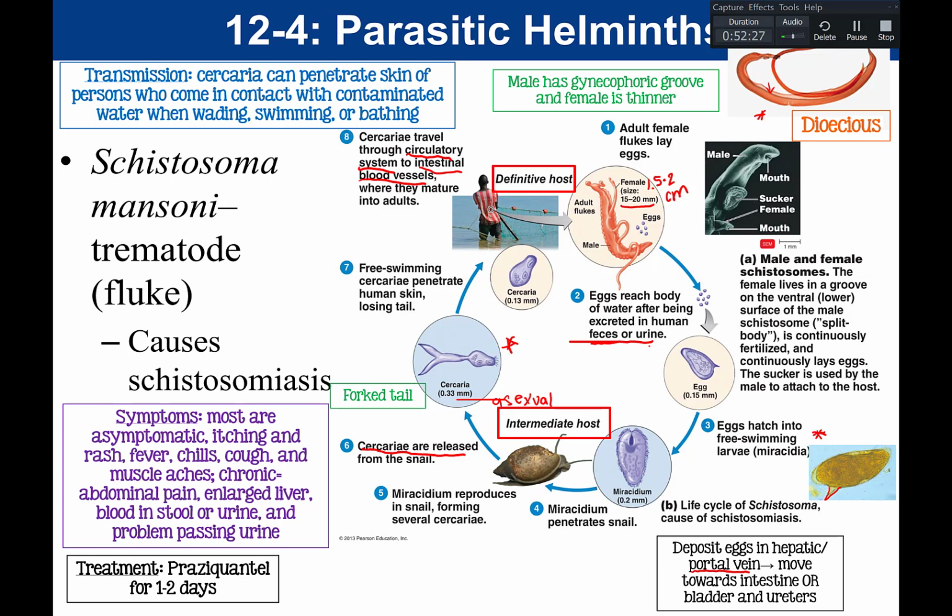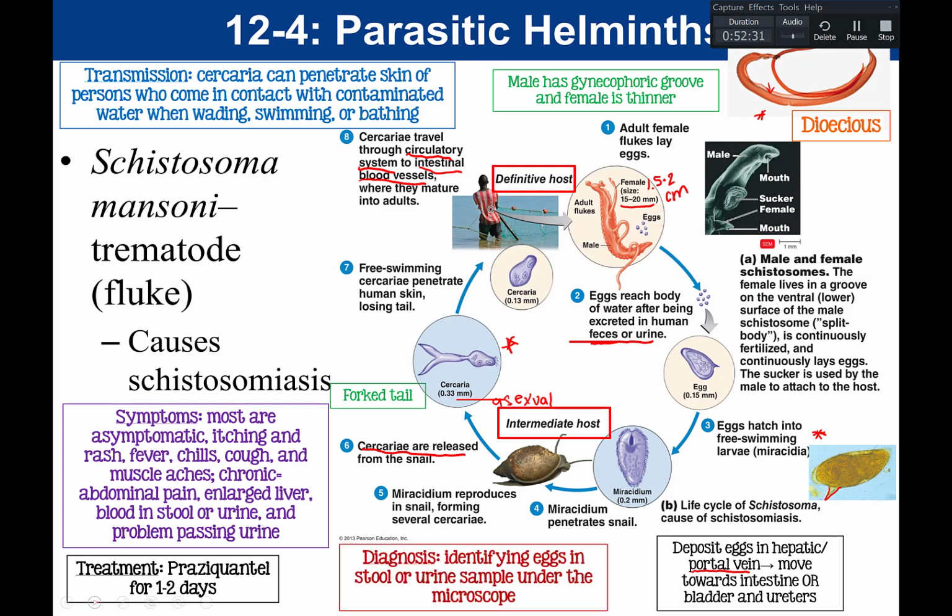In terms of diagnosis, let's put that on here. Diagnosis is made by identifying the eggs in stool or urine samples under the microscope, right? Because again, that's how the eggs are going to be released. Rarely, eggs are found in the brain or the spinal cord and can cause seizures, paralysis, or spinal cord inflammation.